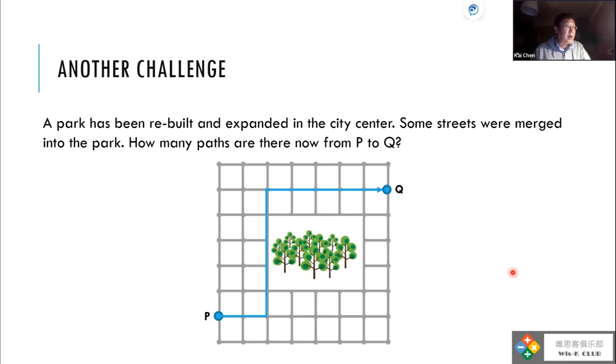Another challenge. Now we have another challenge. So you know that the city town hall has decided to build a park in the center of the city. So this is a park. Of course, it will occupy some spaces, and they have to merge some streets into the park. This means we don't have any longer these streets go through these points.